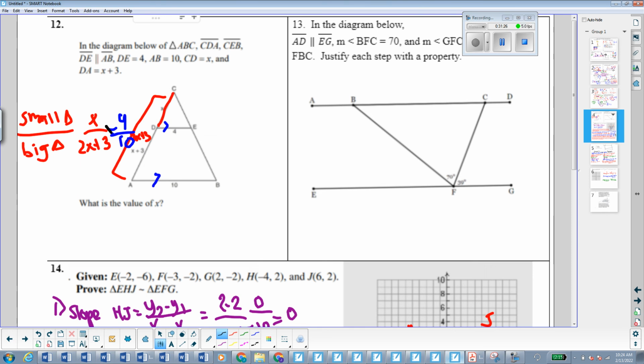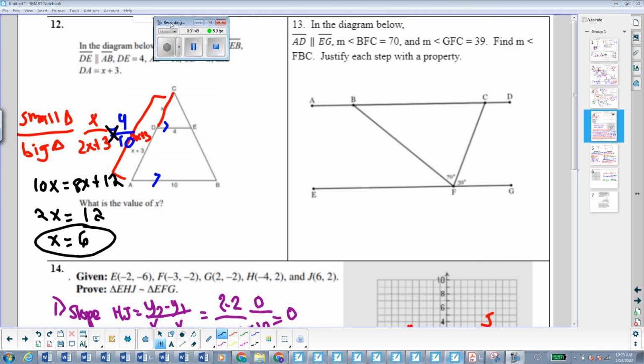From here, I'm just going to cross multiply and solve for X. So we have 10X is equal to 8X plus 12. Subtracting 8X on both sides, I have 2X is equal to 12. Dividing by 2 on both sides, X is equal to 6.